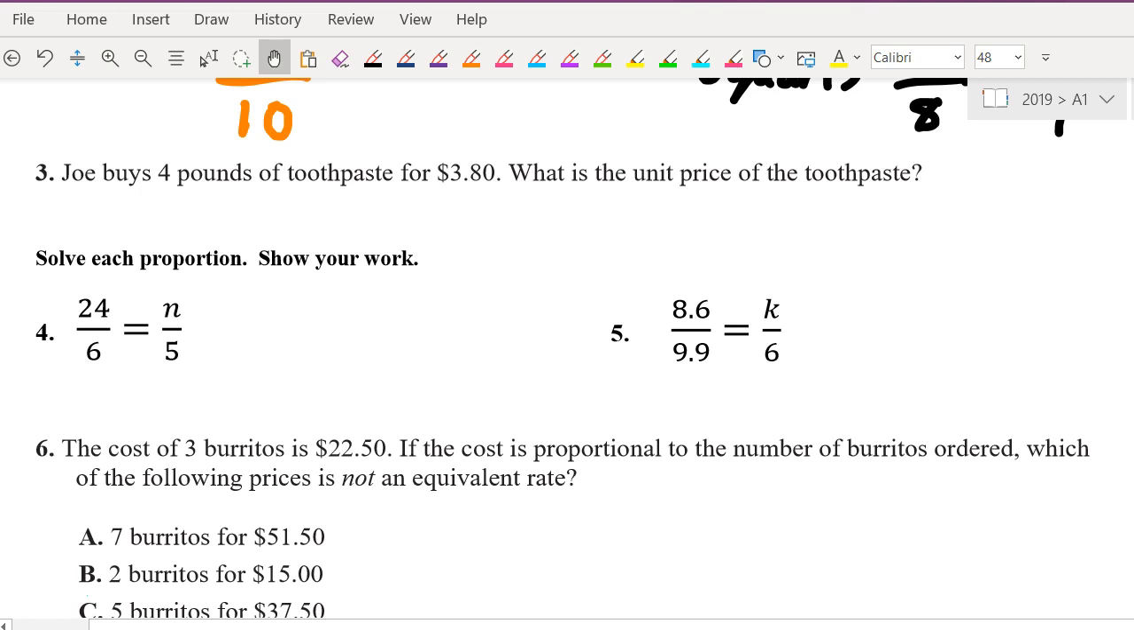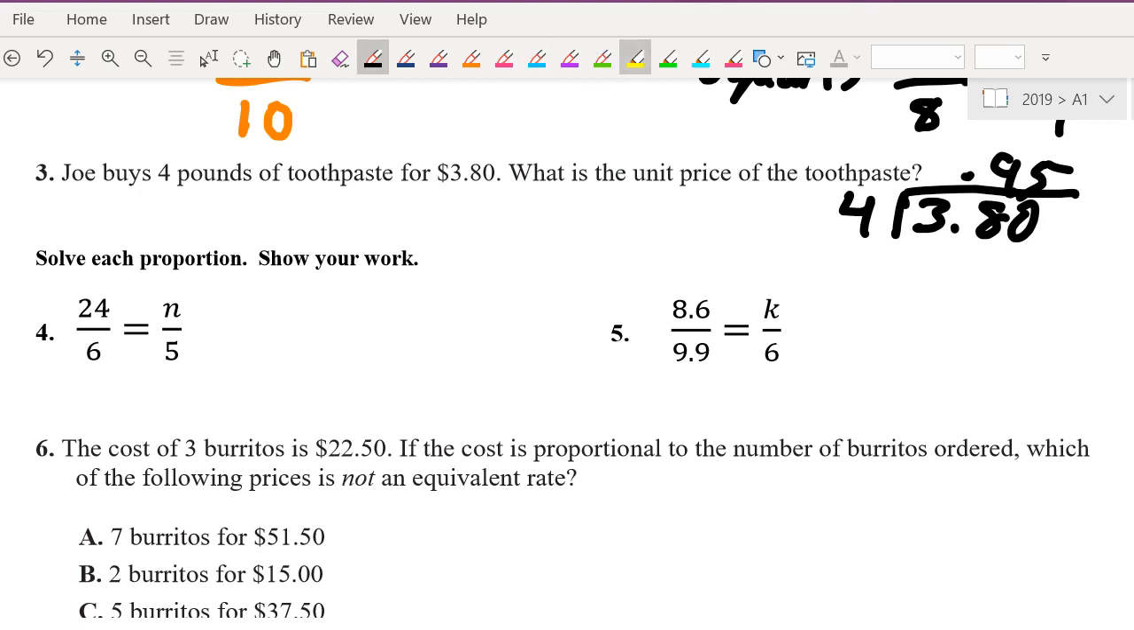Oh, yeah. So unit price. How do we find unit price? Divide $3.80 by 4. Exactly. So we find out how much for 1 pound. So it's 380 divided by 4, and you have calculators. What do you got? 85 cents? 95 cents. So the answer is 0.95. The unit price is 95 cents for each pound.